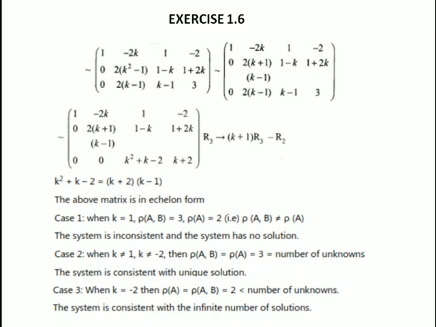Case 3. When k equal to minus 2, then rank of A equal to rank of A comma B equal to 2, less than the number of unknowns. The system is consistent with an infinite number of solutions.